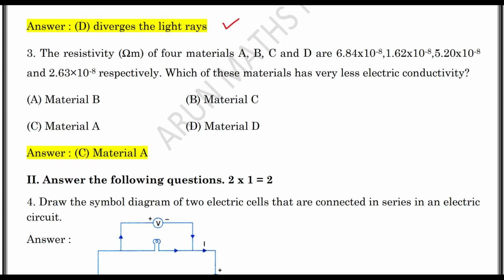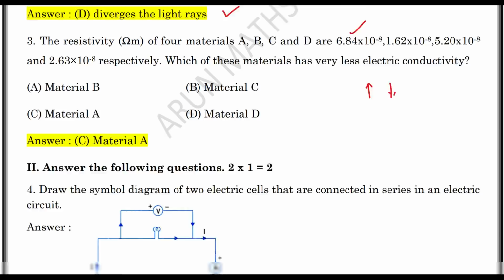The resistivity of 4 materials A, B, C, D are given. Which of these has less electric conductivity? Higher the resistivity, lesser the conductivity. The highest resistivity here is 6.84 into 10 power minus 8 ohm meter. Therefore, the correct answer is option C, material A.